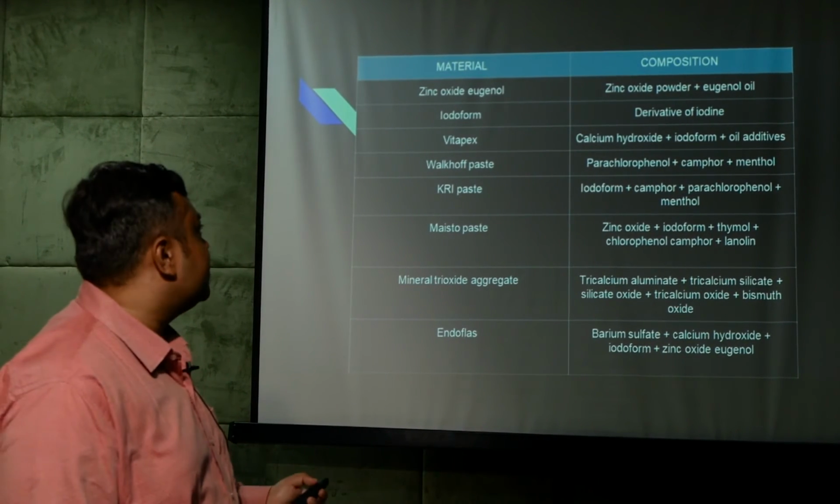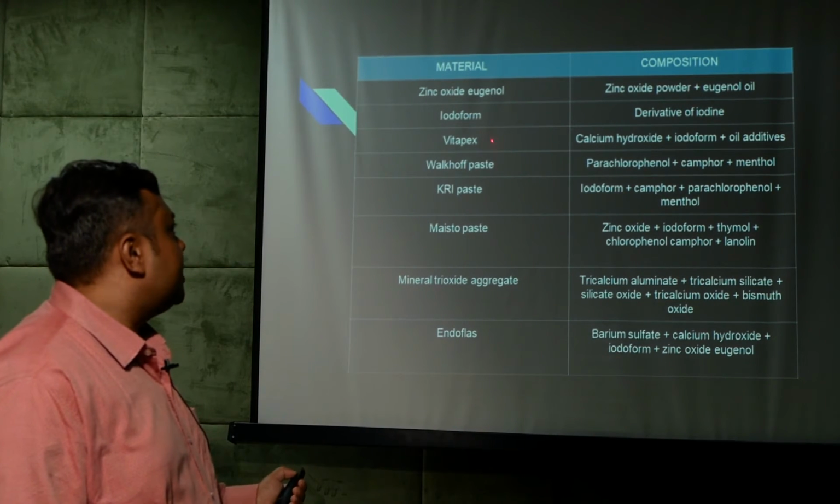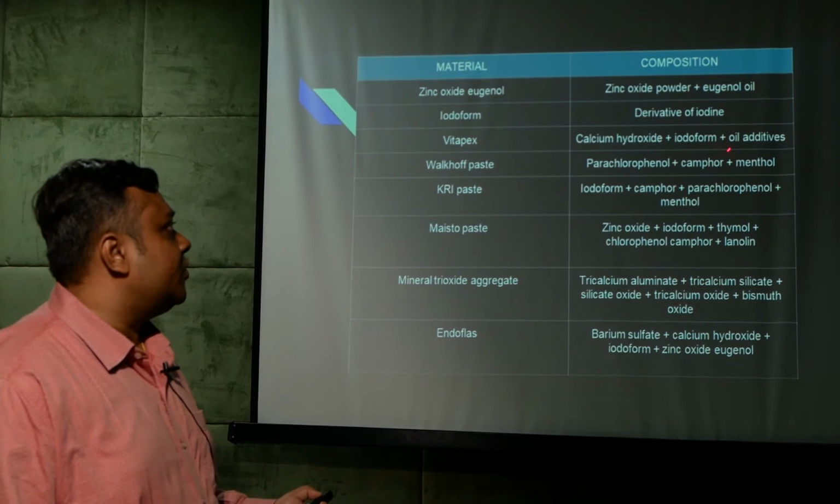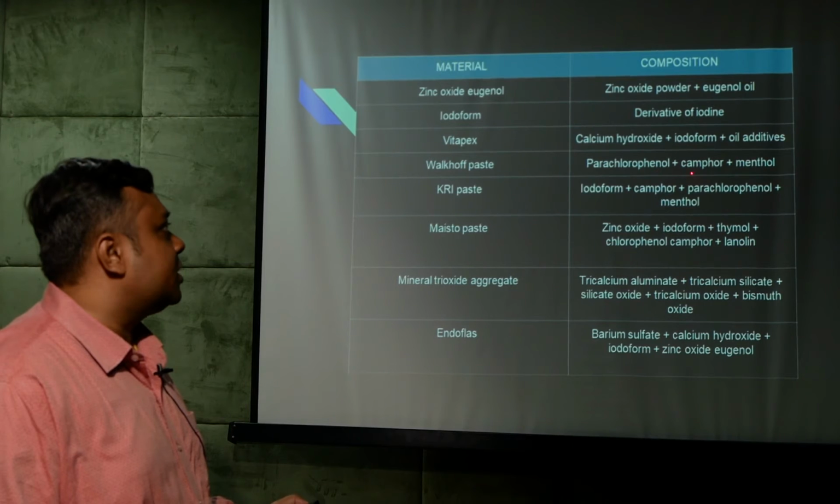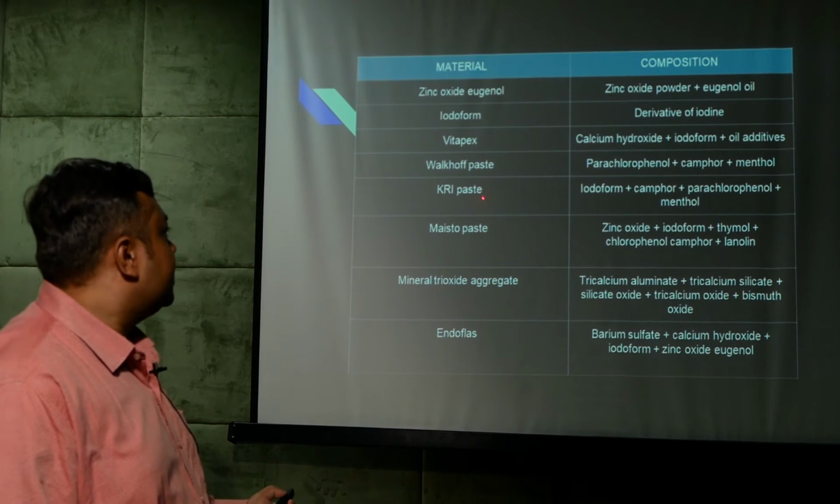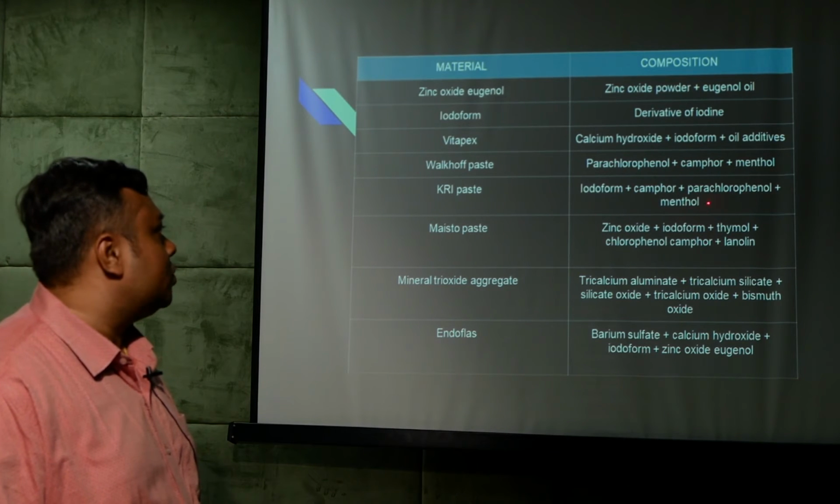They are mixed and inserted into the canal. Iodoform, that is a derivative of iodine. Vitapex is a combination of calcium hydroxide, iodoform and oil additives with it. Walkhoff paste, which is parachlorophenol, camphor and menthol along with it. KRI paste contains iodoform, camphor, parachlorophenol and menthol.